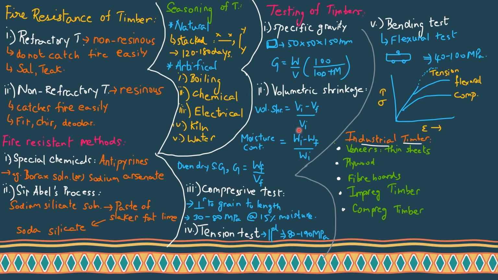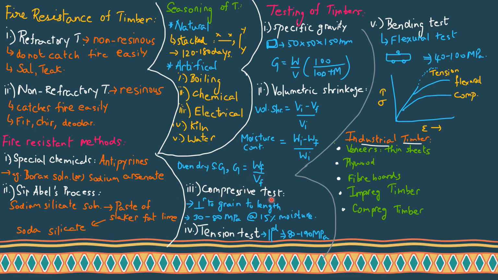Volumetric shrinkage is equal to initial volume minus final volume by initial volume. Moisture content is equal to initial weight minus final weight by initial weight. And oven dry specific gravity G is equal to final weight divided by final volume.